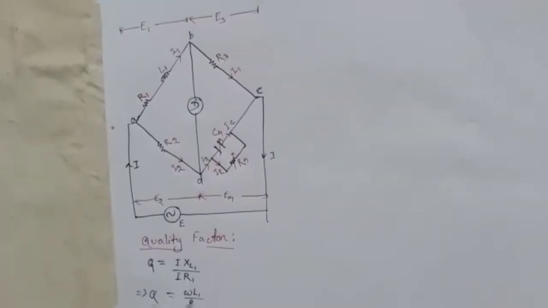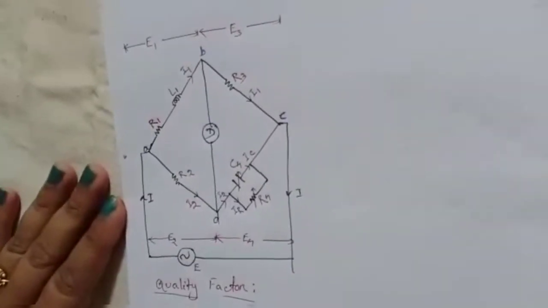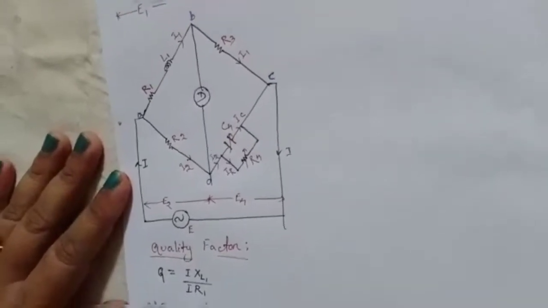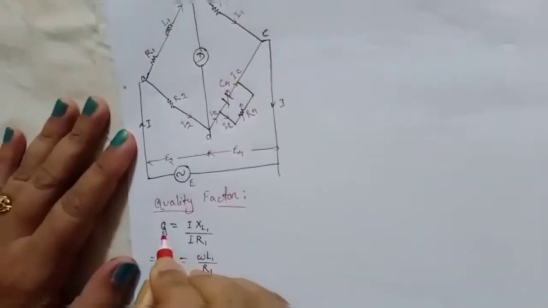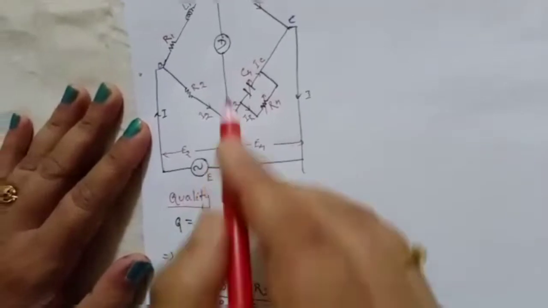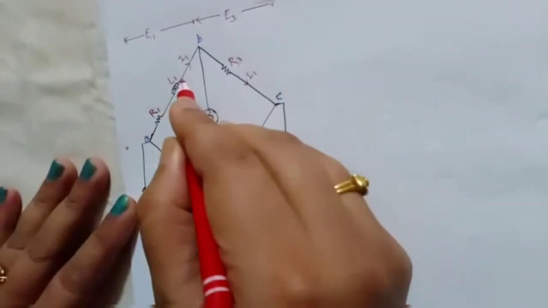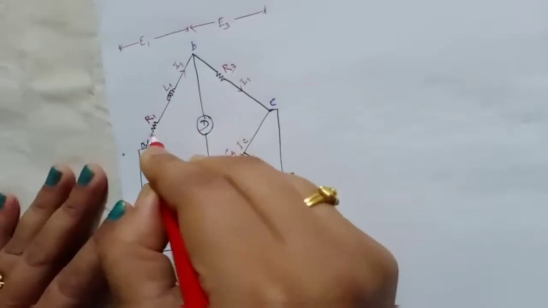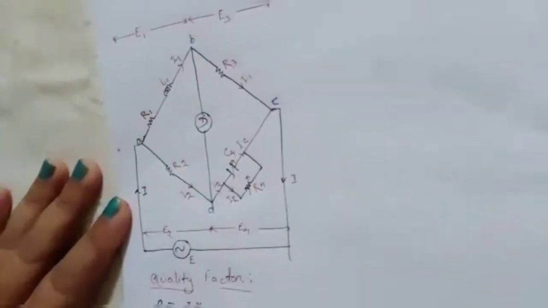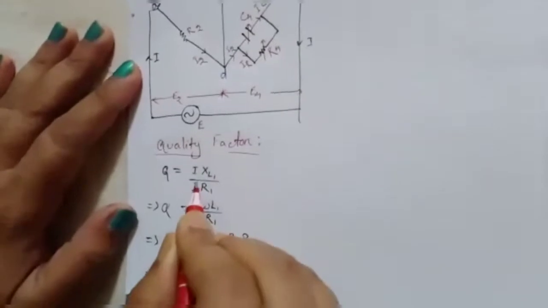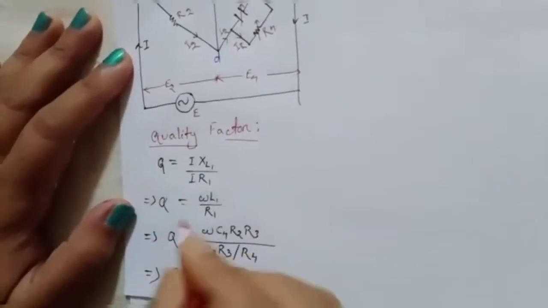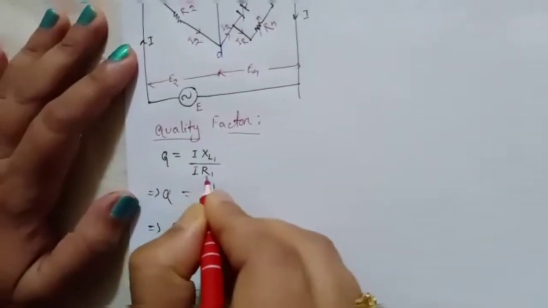And when we go for the quality factor of a coil, we are measuring the unknown inductance here. Inductance means it is one coil, an RL circuit. So we have to find the quality factor of this coil. The formula for quality factor is what? The voltage across this energy storing element, VL, by VR, the voltage across this resistor. So the voltage across L1 is I into XL1 divided by I into R1.